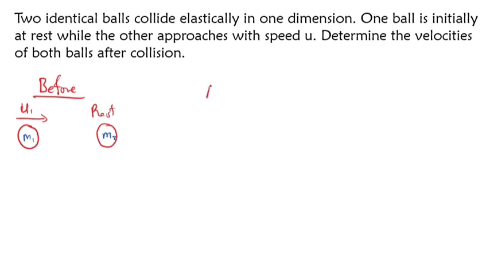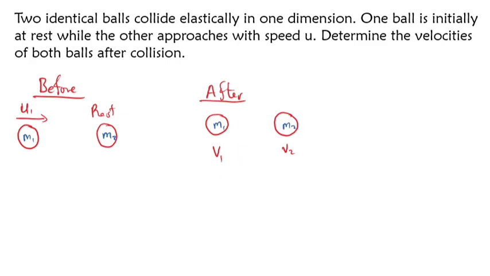Then what happens after collision? So after collision, remember it's elastic, so this here will represent u1, or rather v1 now. Then this one here will represent v2. So our job is to find their velocities. This is m1, this is m2 after collision.